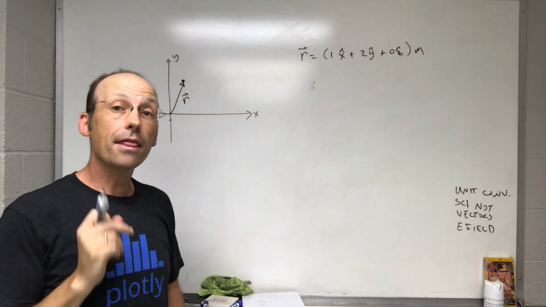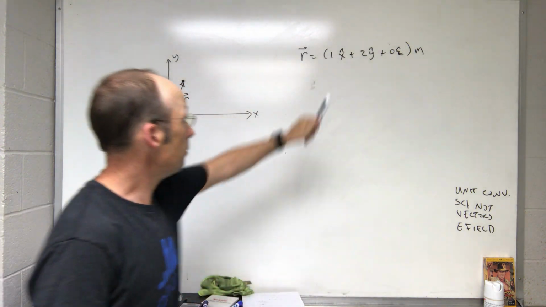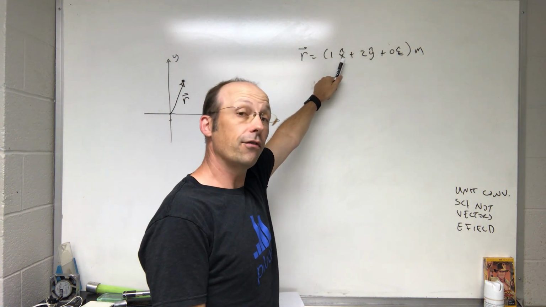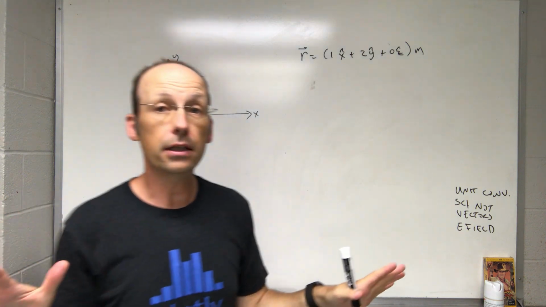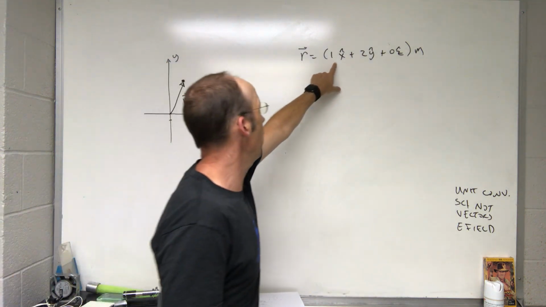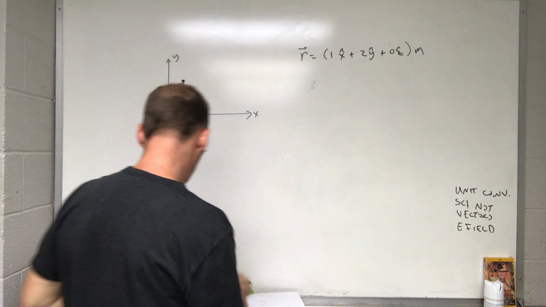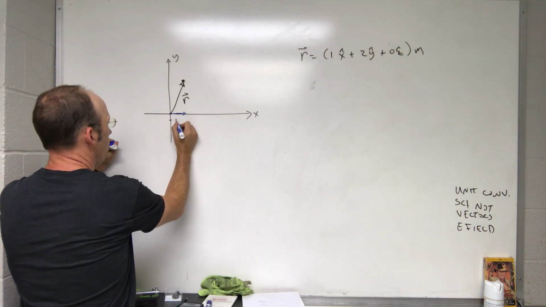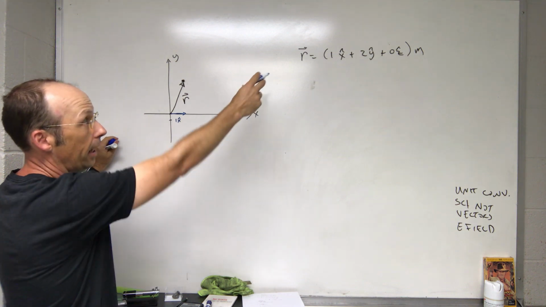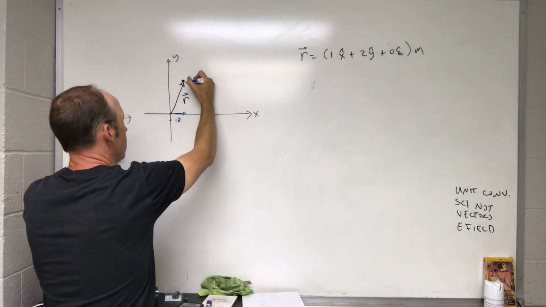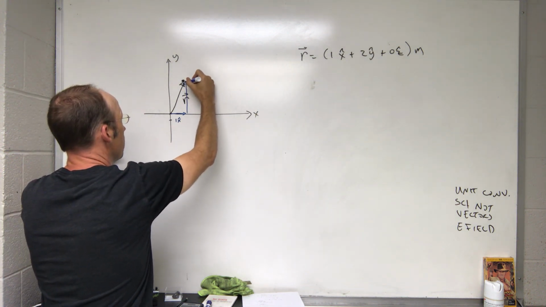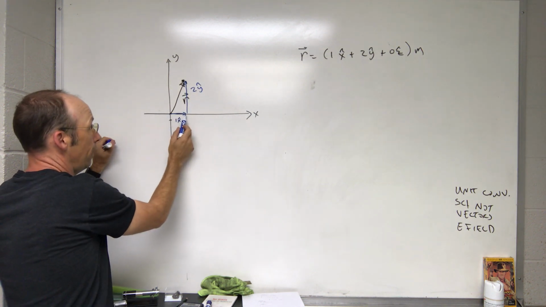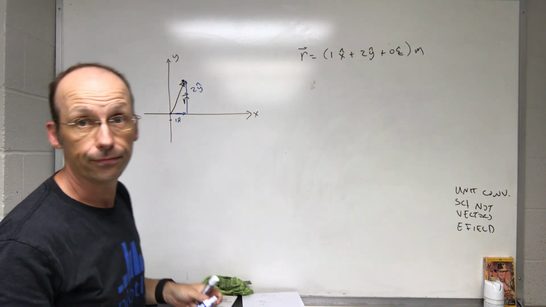Okay, so what this says, x hat is what's called a unit vector in the x direction. It's a vector of length 1 and no units but points in the x direction. So this 1 x hat is actually a vector right here. It's this vector. And 2 y hat is this vector. It's a vector in the y direction with a magnitude of 2. And so you see, if I add 1 x hat plus 2 y hat, I do get that vector.